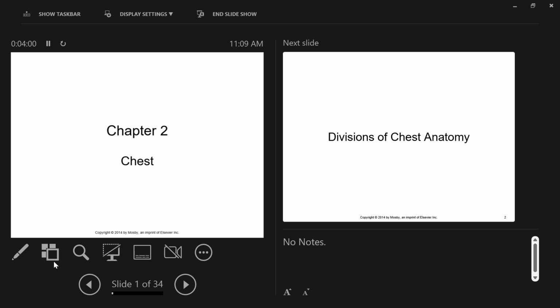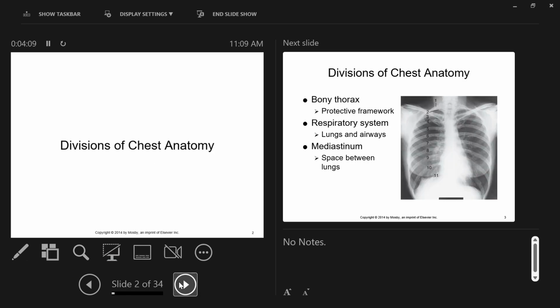There it goes. Alrighty, so this is the section, chapter 2, chest section, and I've picked and chose some of the most important things to talk about here.